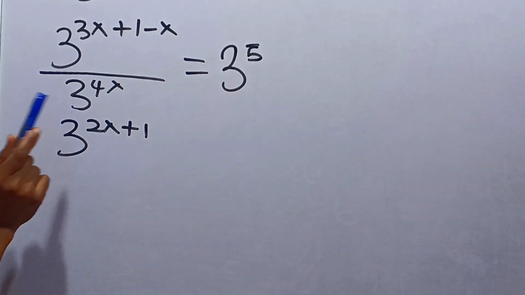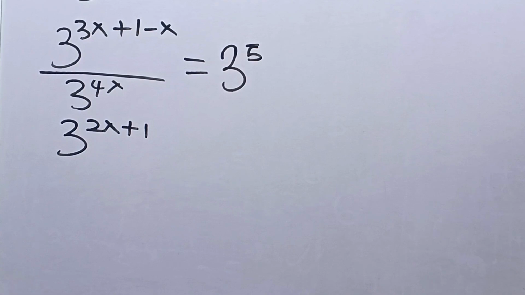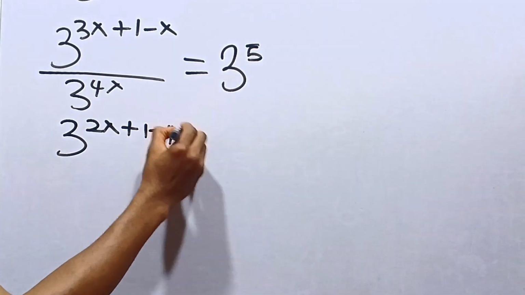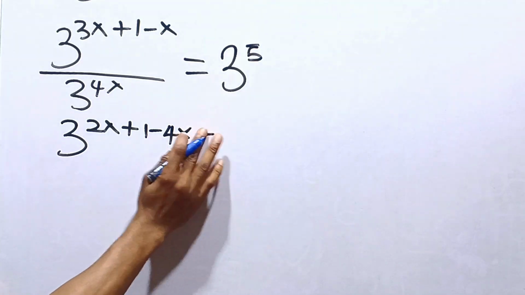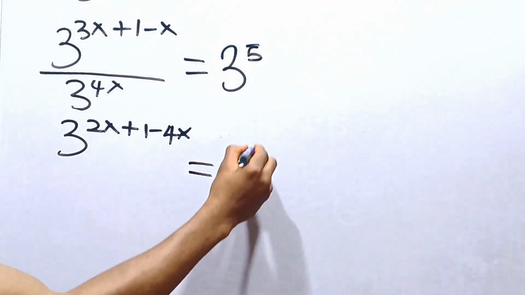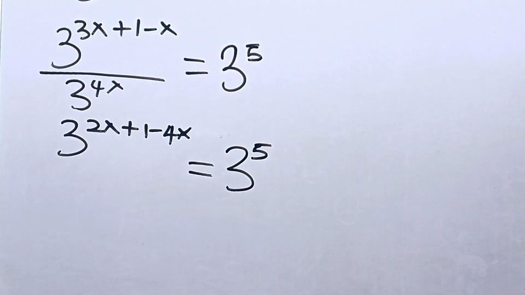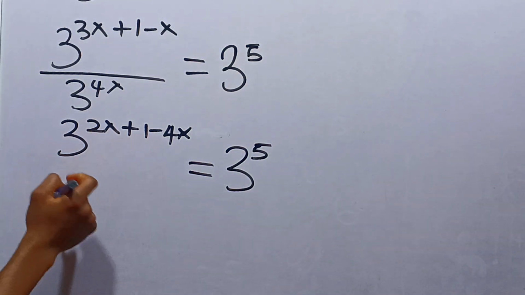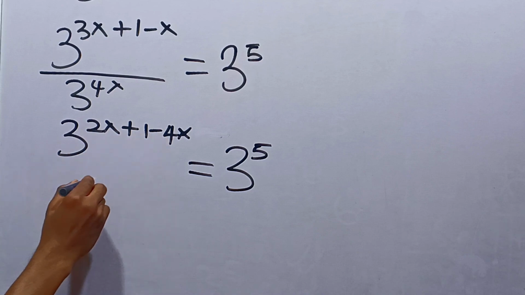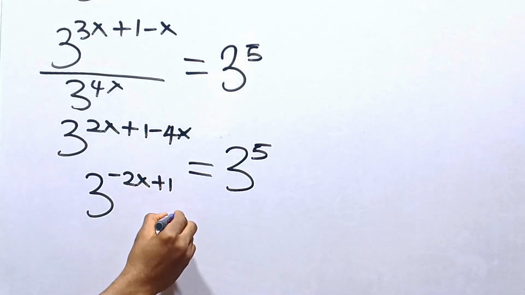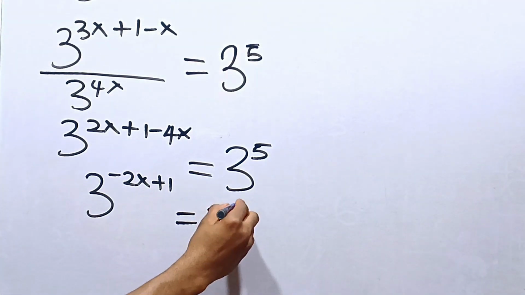Now when you're dividing numbers in the same base, so this is an index and this is an index, when they're in the same base, you subtract the powers. So this will now become minus 4x, equal to 3 raised to power 5. Now this becomes 3 raised to power 2x plus 1 minus 4x. 2x minus 4x is negative 2x. So we have 3 raised to power negative 2x plus 1 is equal to 3 raised to power 5.